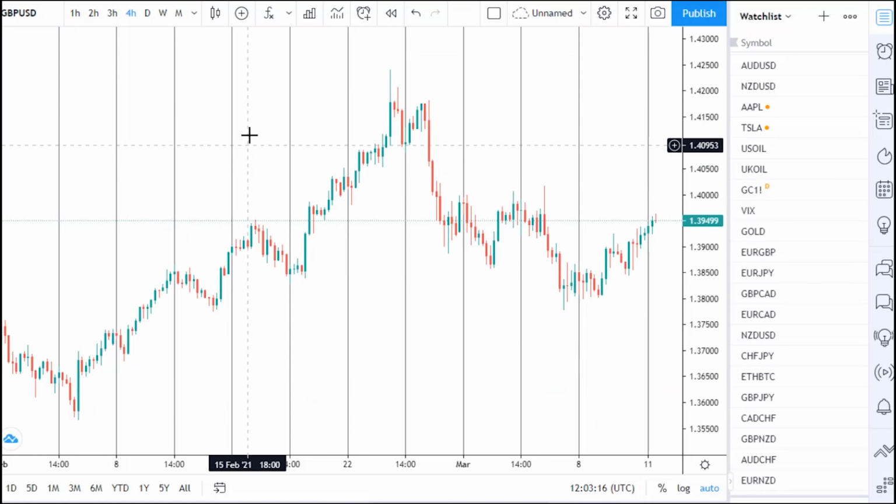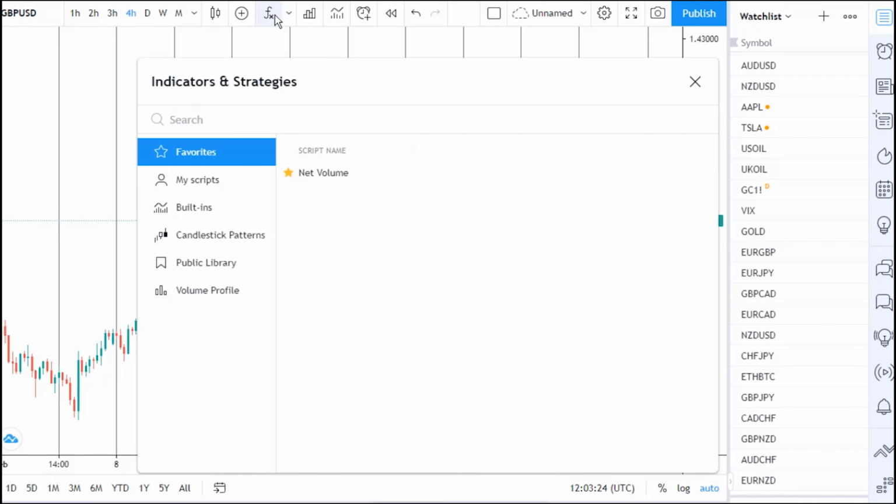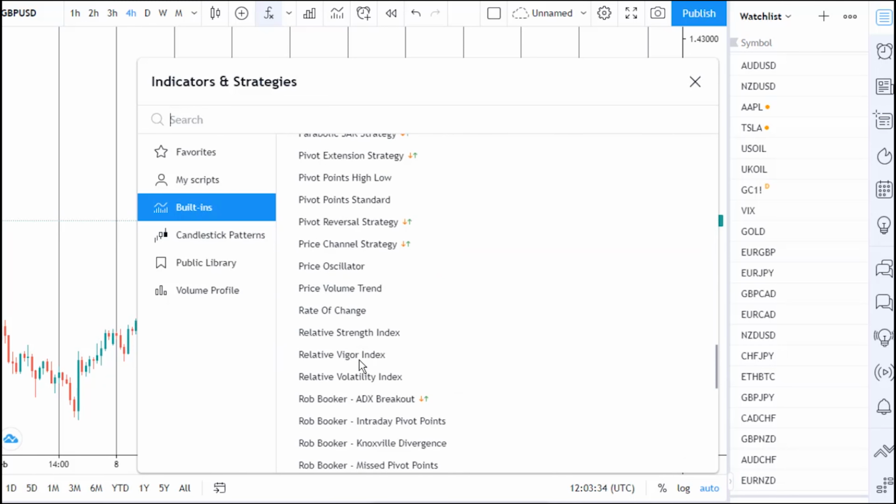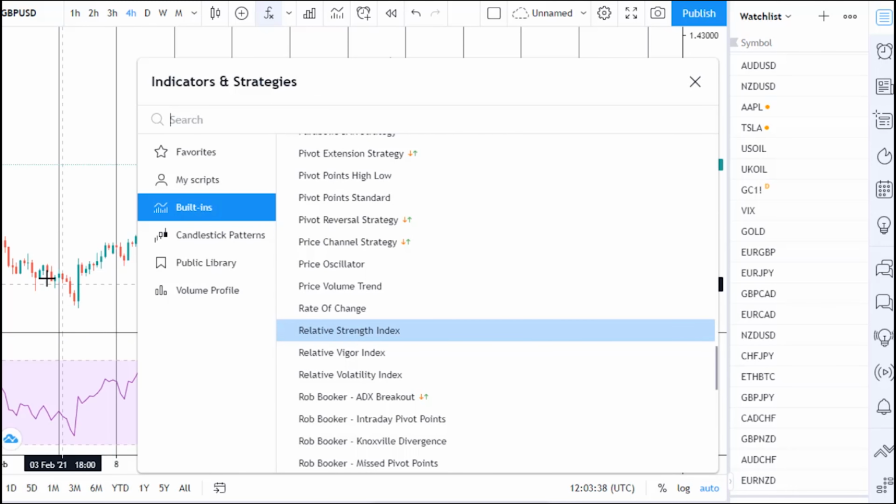While on TradingView, you can attach the indicator by clicking on the Indicators and Strategies option here. Navigate to Built-ins option, move mouse to the right-hand side here, and scroll downward to search for the Relative Strength Index indicator.